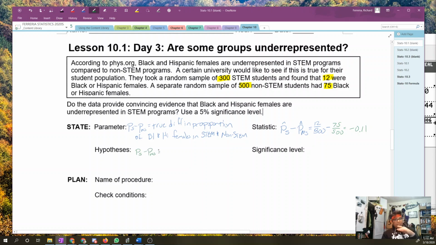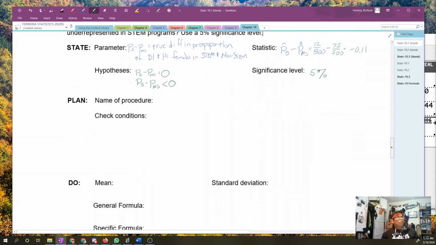Well, first one is PS minus PNS. Well, if we're testing to see if there is a difference, then our null hypothesis would be that there is no difference, which means that PS minus PNS would be equal to 0. However, if there is a difference, we want to test to see if STEM is lower than non-STEM. So if STEM is lower than non-STEM, then the arrow has to point this way. You can imagine doing some algebra here, adding the proportion of non-STEM to the right, and you would get the proportion of STEM is less than the proportion of non-STEM. Significance level, that's 5%. Okay, so that takes us through all of our state part.